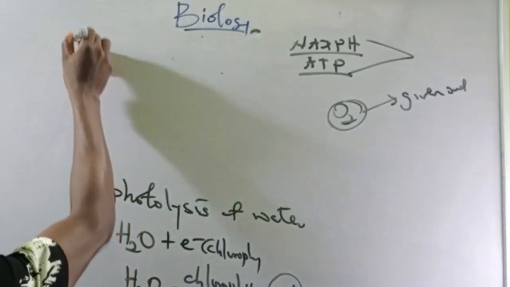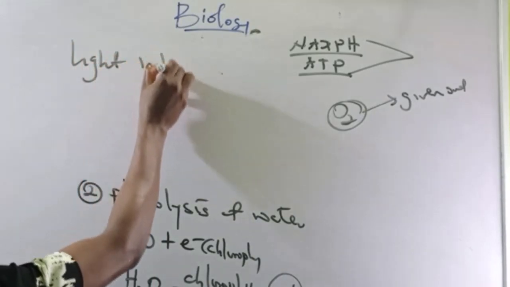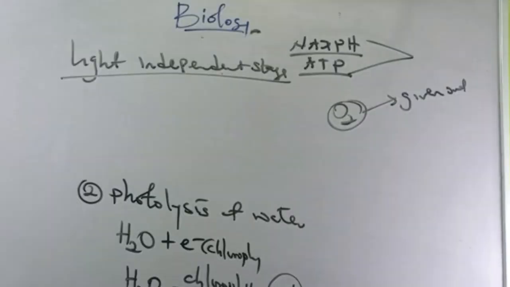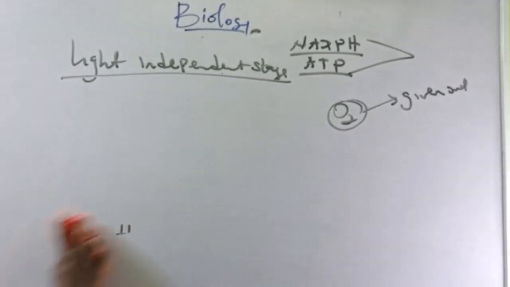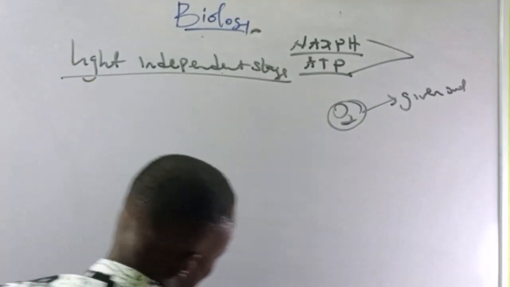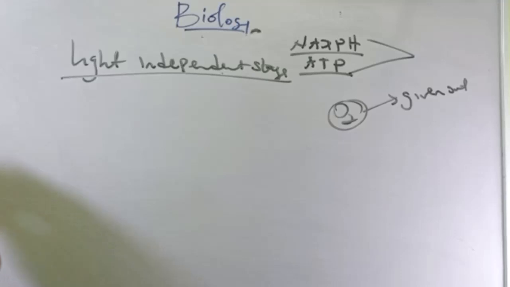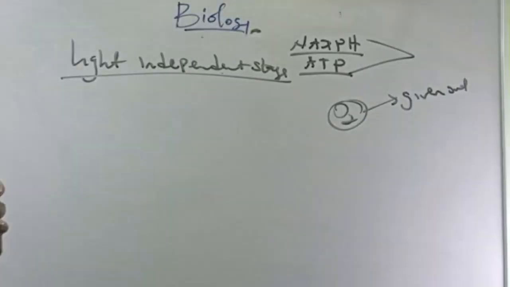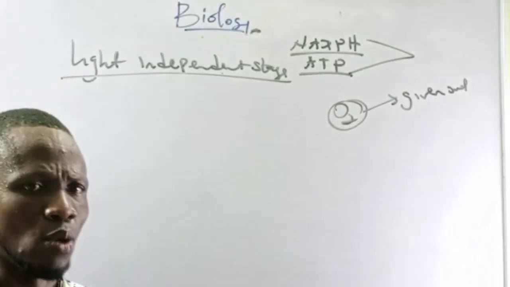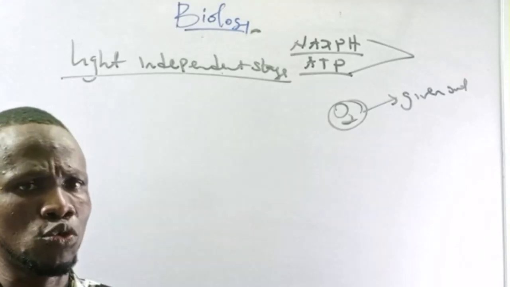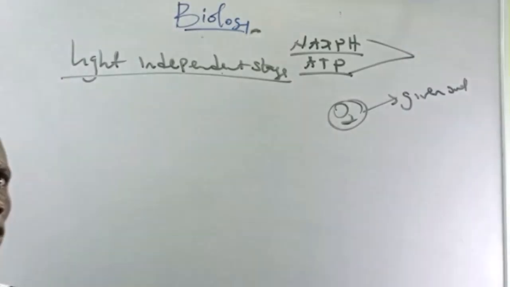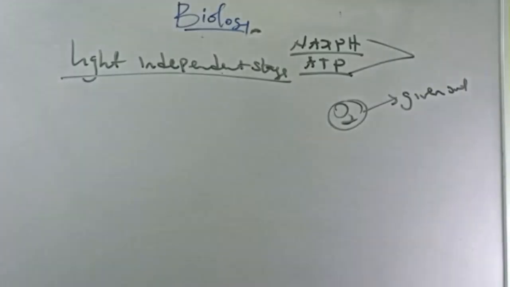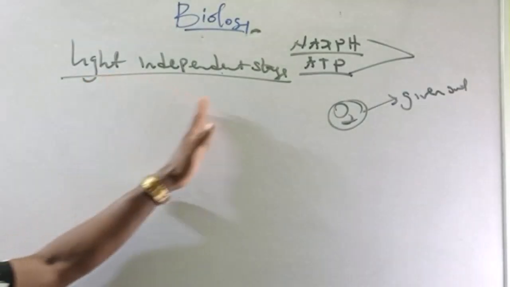Then we move over to the next stage of reaction, which is the light independent stage. It is called light independent because it does not require light to take place. It can still take place in the presence of light, but it also occurs in the absence of light. That's why it is also referred to as the dark reaction stage. But we don't prefer the term dark reaction because it does not only take place in the dark. It can also take place in the daytime. So that's why we prefer to use the term light independent stage.